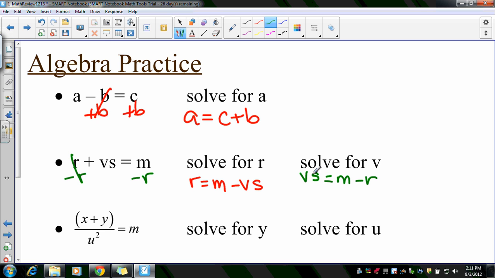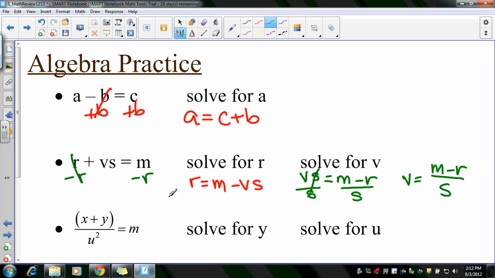Now to solve for v, it's v times s, so we have to do the opposite of s, which is dividing. And we have to divide the entire expression on top. So we're left with v equals m minus r over s. And so m minus r is all together over s.